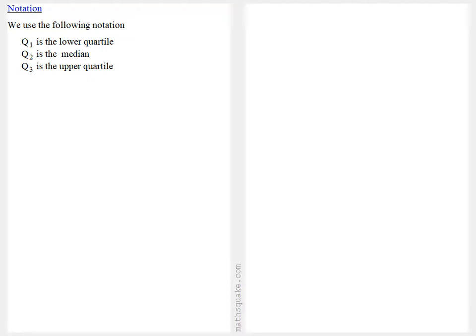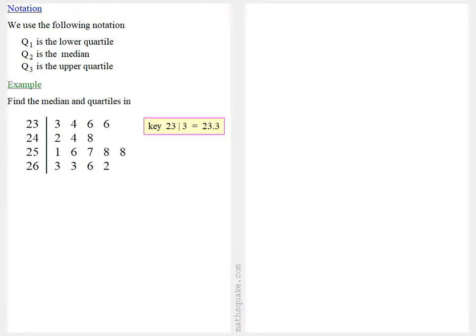Now let's introduce some notation. We label the lower quartile as Q1, we label the median as Q2, and we label the upper quartile as Q3. If you look at the example, we've got a stem and leaf diagram, and we have to find the median and the quartiles in it. To solve it, we can count the number of leaves, that's 16, so there are 16 elements in the set. So the data is divided into 4 sets of 4.